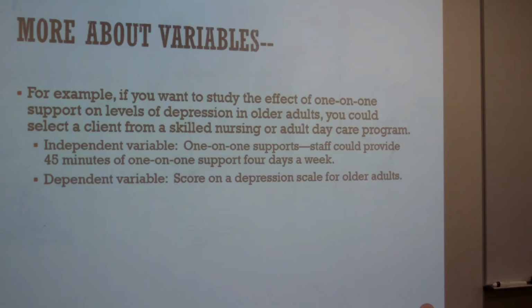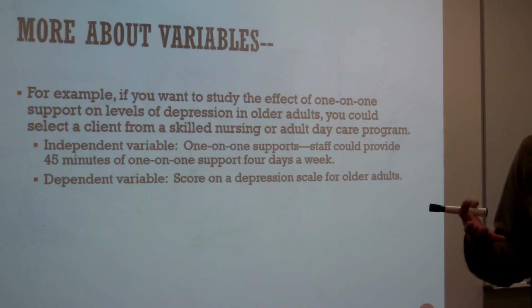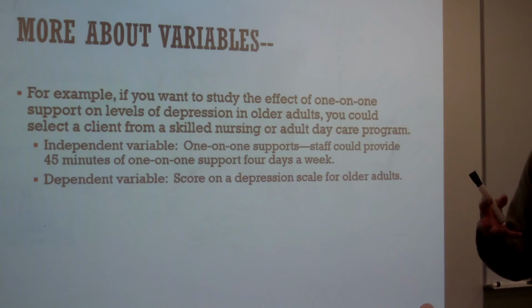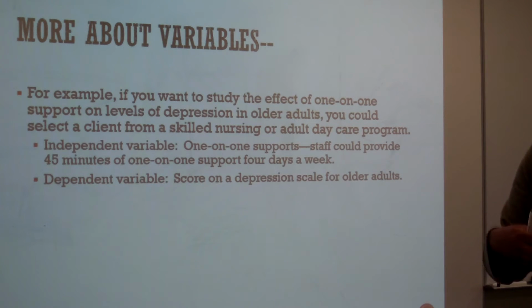So here's a quick example. I'll let you read it. So one-on-one support, which is the program, is the independent variable. The programs that you provide in your agencies are always the independent variable, and the outcome of that program on participants is the dependent variable. So in this case, it's the score on a depression scale.